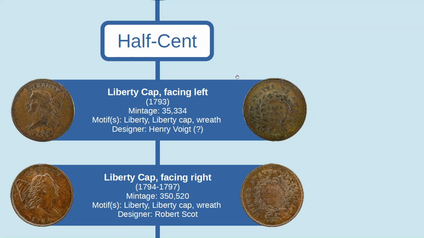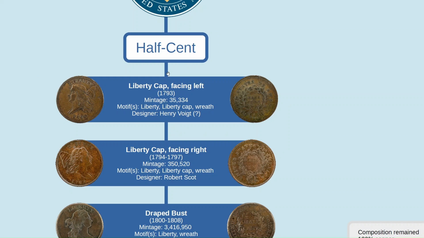Now, the designer for this coin was Henry Voigt. We're not certain if he was the designer, we know he was the engraver, but some sources have him also as the designer. This design was only minted for 1 year, 1793, and then they moved on to the Liberty Cap facing right. This design was minted from 1794 until 1797.